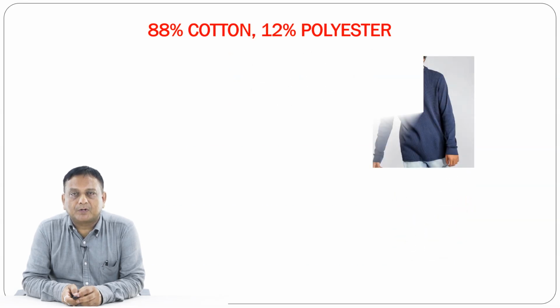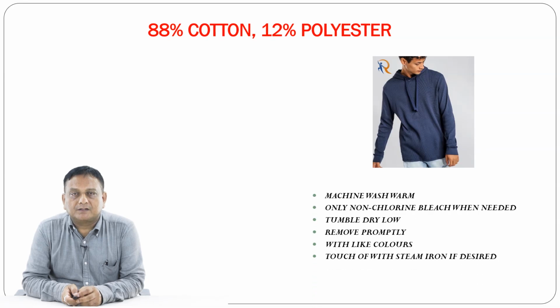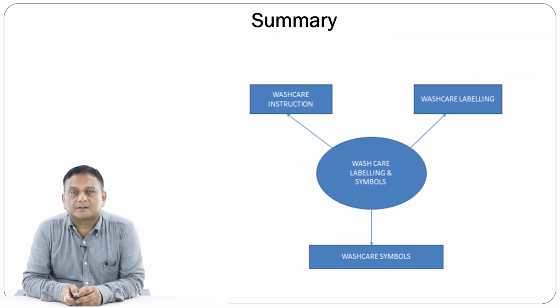88% cotton, 12% polyester, again it is differing. Machine wash warm, non-chlorine bleach when needed, tumble dry low, remove promptly with light colors, touch with steam iron if desired. So such kinds of things are available in the care instruction.